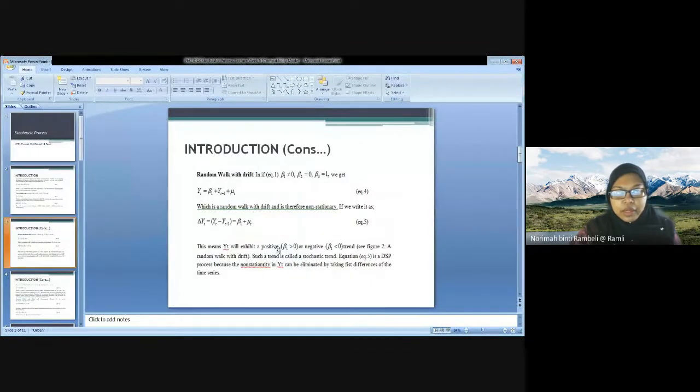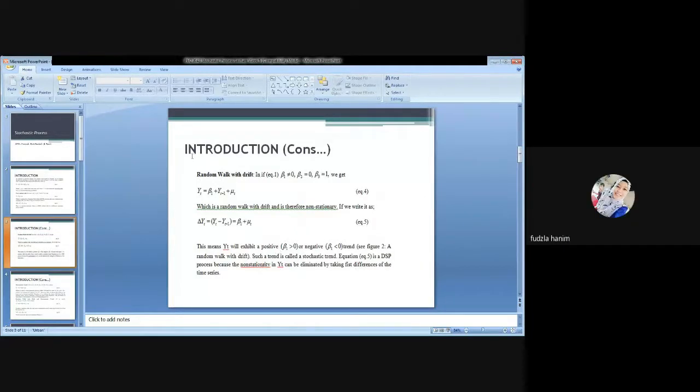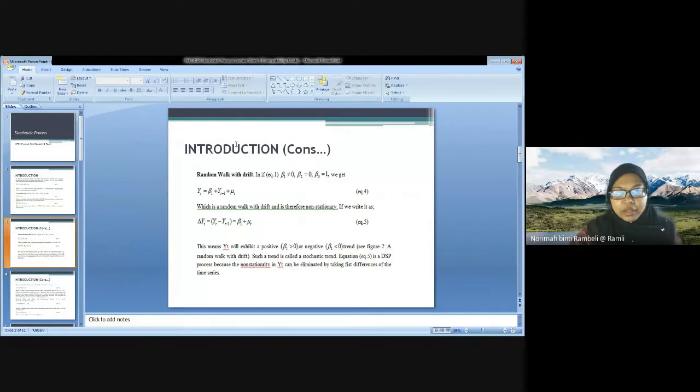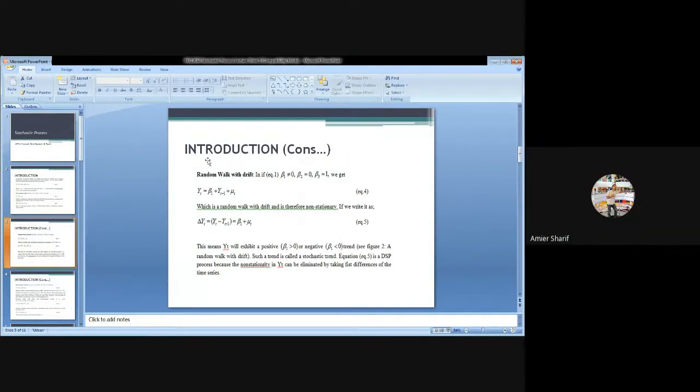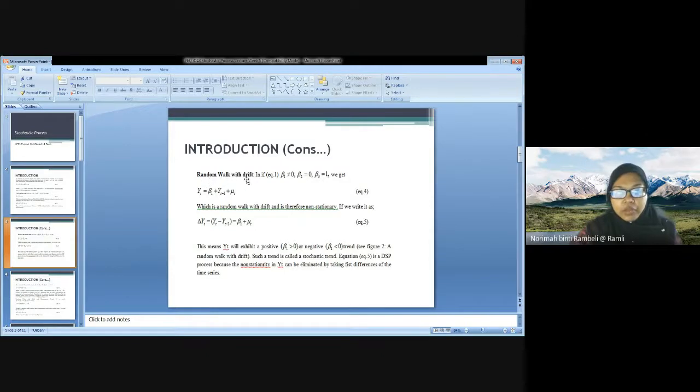Can you see the slide now? Yes, Doktor. Okay, this is the introduction, right? You can see the term introduction, right? Yes. Introduction, random walk with drift.